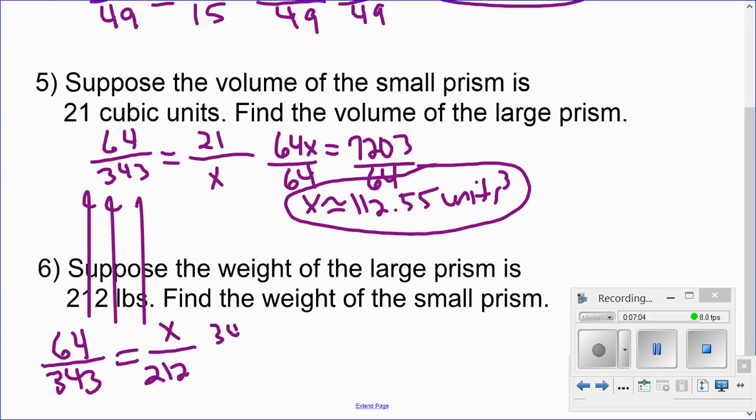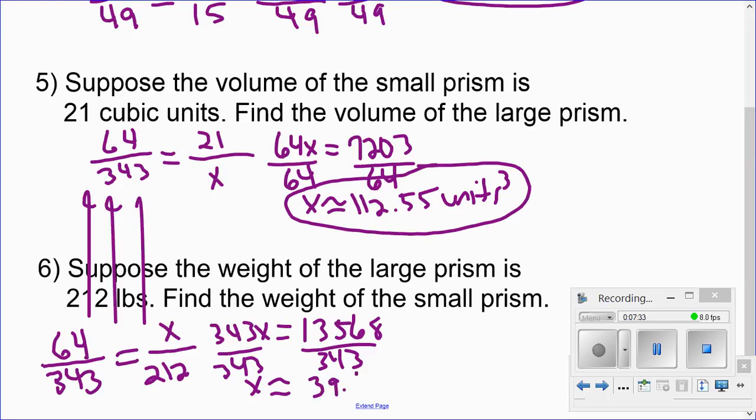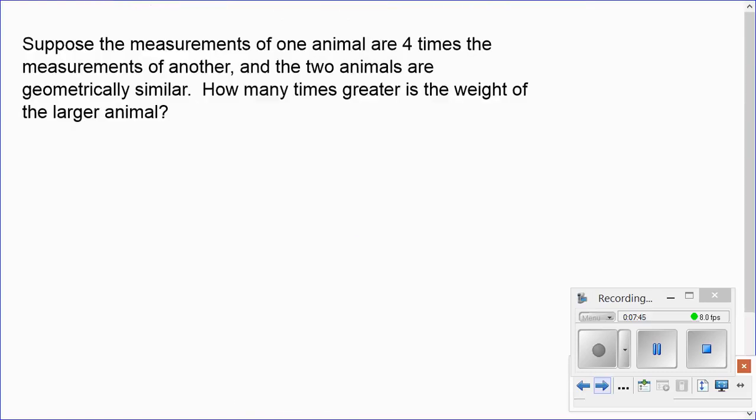So 343 times x is equal to, I'm going to take 64 times 212, and I get 13,568. And I'm going to divide both sides by 343. And when I do that, I'm getting 39.56. And this is weight, so we're talking about pounds. So 39.56 pounds. Okay. Next, a couple more examples here.